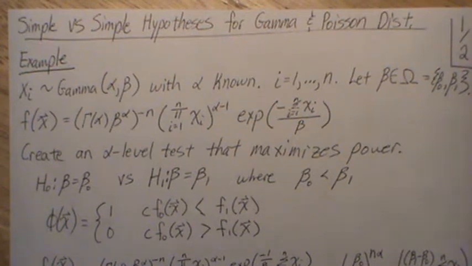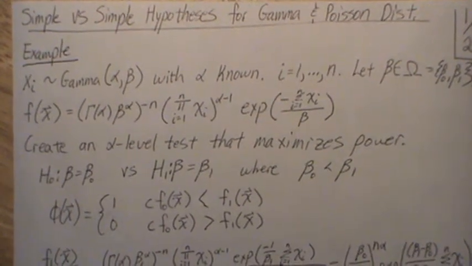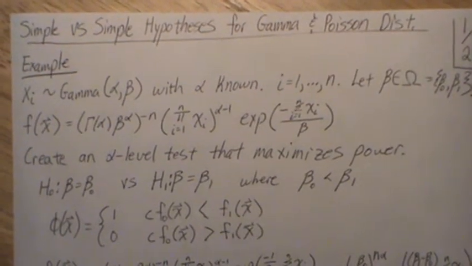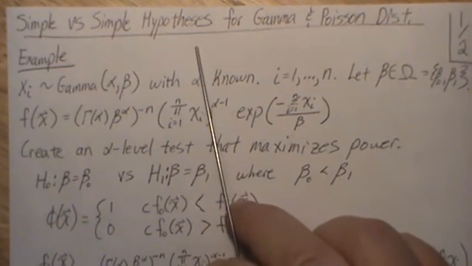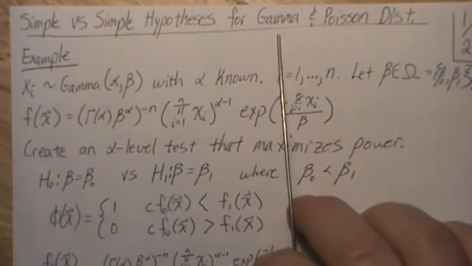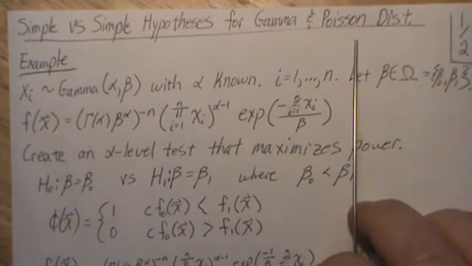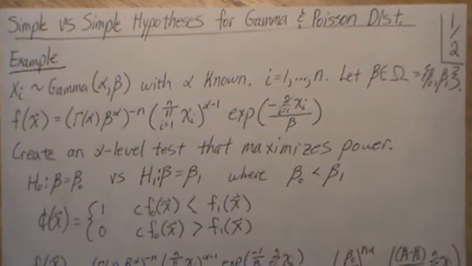Hello, this is the next video in a playlist that I'm calling Hypothesis Testing. In this video, we're going to look at two examples of simple versus simple hypotheses. When our data follows a gamma distribution, that's the first example, and then when our data follows the Poisson distribution, that's the second example.